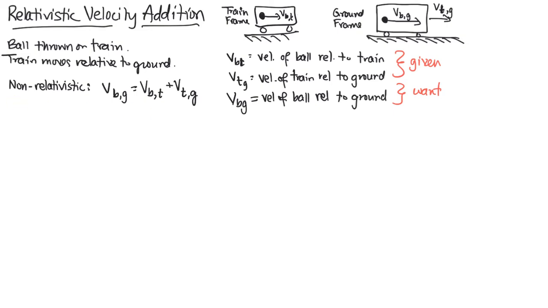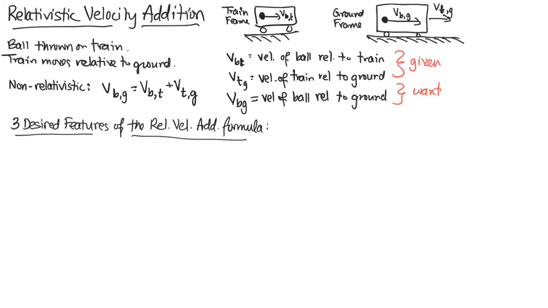Before we write down the relativistic velocity addition formula, I want to identify three features that we hope the relativistic velocity addition formula gets us. So first of all, when we look at low speeds, our relativistic formula better get us back to the non-relativistic formula. In other words, we have some fancy new equation. If we put in small velocities like 10 meters per second or 5 feet per second, we better get back to our common sense expression of the non-relativistic world, because we know that works well at low speeds.